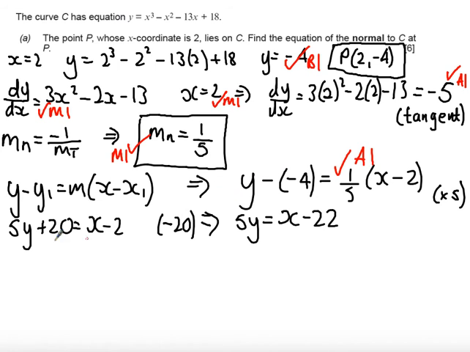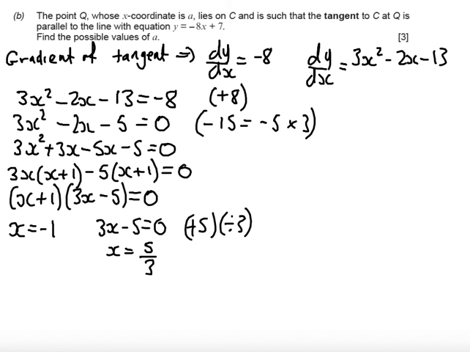Okay, so let's look at part B. In part B, there's a method mark just for stating that dy by dx is equal to minus 8 and having that realisation. And then there is a method mark for attempting to collect terms and solve this quadratic. And finally, there is an answer mark once you've got both values, x equals minus 1 and x equals 5/3, for the possible values for a. Okay, well I hope my solution made sense and I hope that you understood how to mark it.